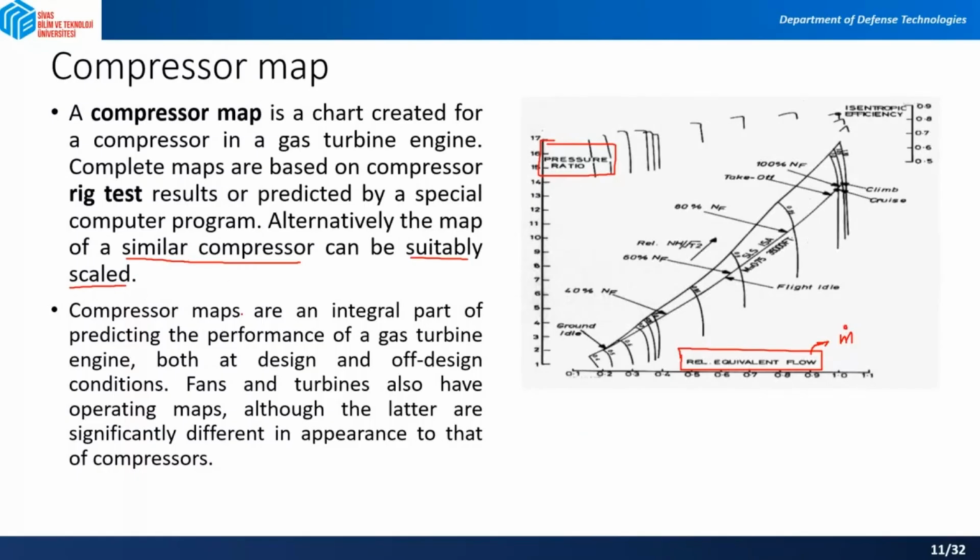So these compressor maps are an integral part of predicting the performance of a gas turbine engine, both at design and also off-design conditions. Fans and turbines also have operating maps, although the latter are significantly different in appearance to that of compressors. So you're seeing a sample of a compressor map here, but for a turbine map, you will see it in the axial turbine part actually, but it is much different than this.